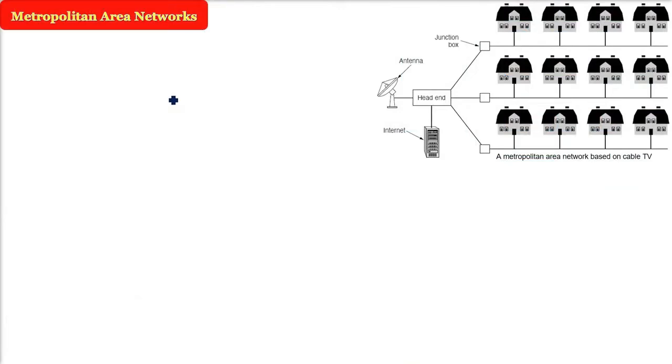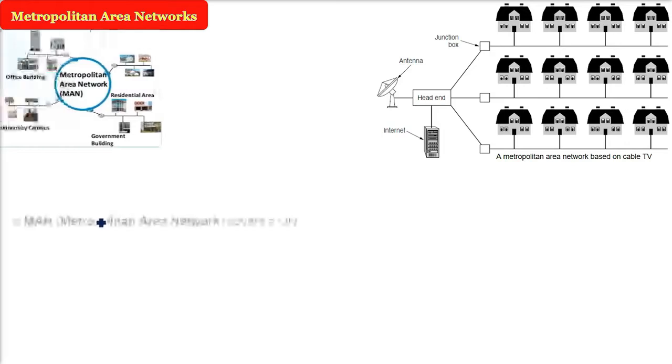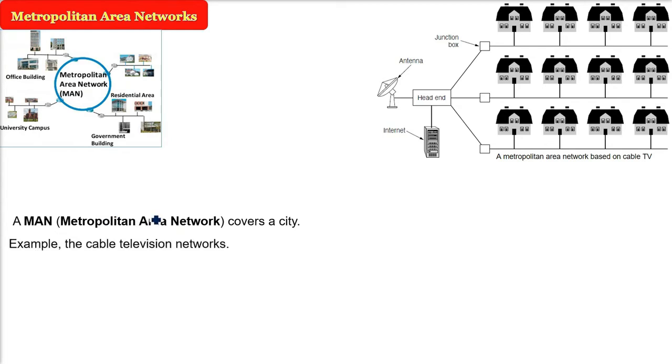Metropolitan Area Networks. Now Metropolitan, the name is suggesting metro. We are talking about a city, a small city, big city, mediocre city. We don't know the range, but I'll tell you the kilometers. Then you can have a bit idea.